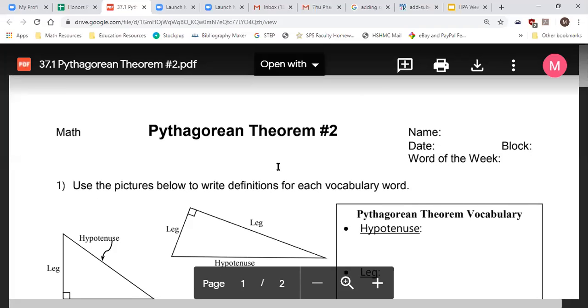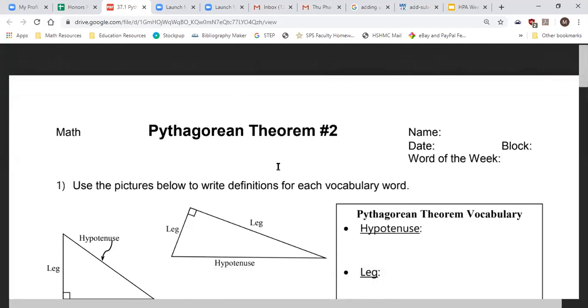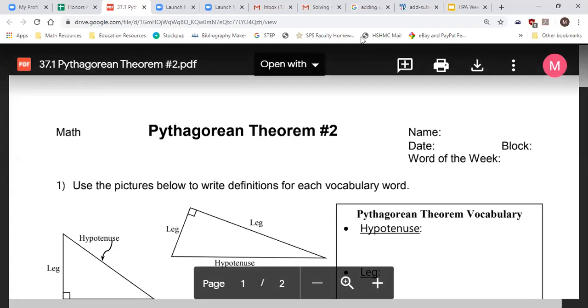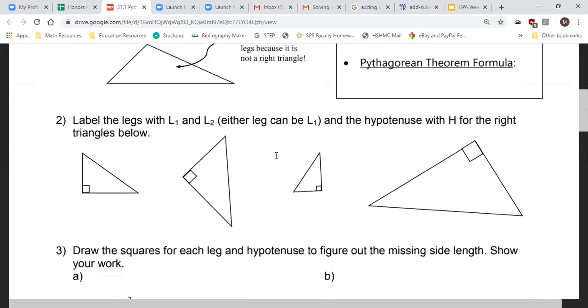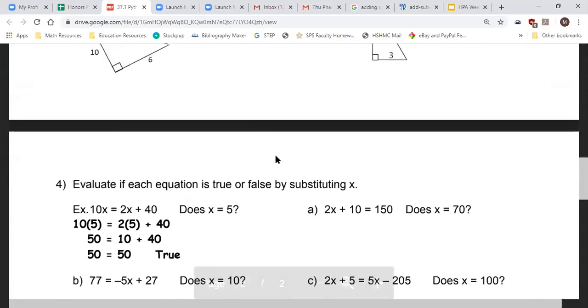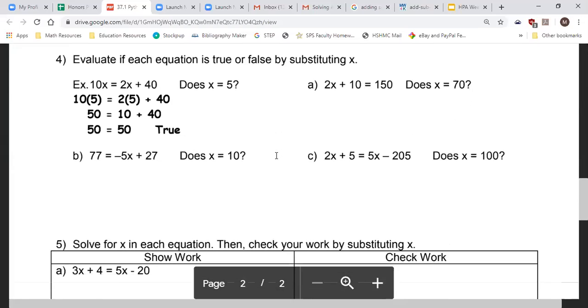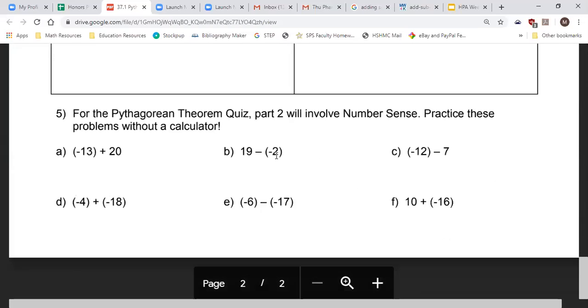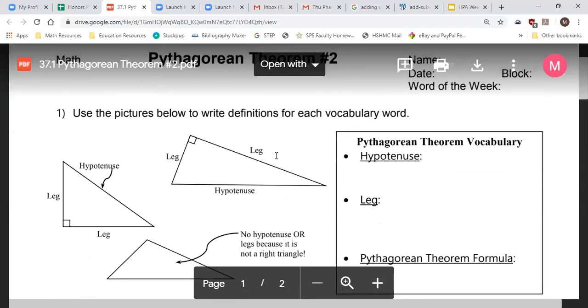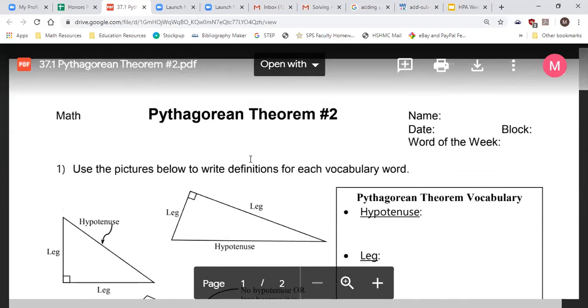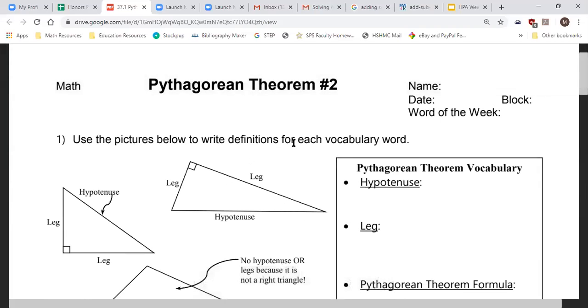Okay, so we're starting Pythagorean theorem number 2, and a couple of things to take mention. There are some problems that are new based on the new unit, and there are some problems that are old based on the previous unit. And there's just ways for you to get more practice, whether we're talking about the new or the old. So the first thing says, use the pictures below to write definitions for each vocabulary word.